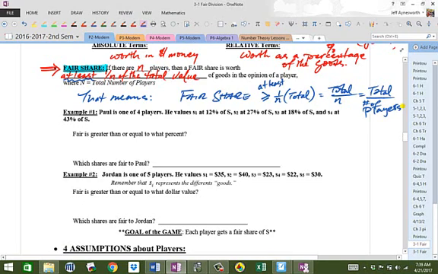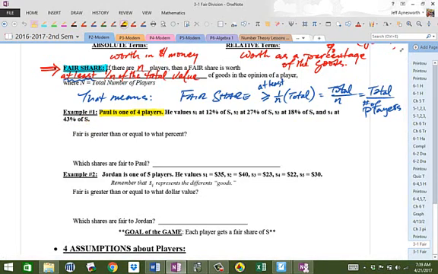Okay, Paul is 1 out of 4 players. This is example 1, obviously. And if Paul's 1 out of 4 players, then everybody gets 1/4 as a fair share. The question is, what's 1/4 as a percentage? Okay, let's read on. So he values S1, which is your first good, your first asset, at 12%. This is a percentage problem. S2 at 27%, S3 at 18%, and S4 at 43% of S, where S is the total amount of goods.